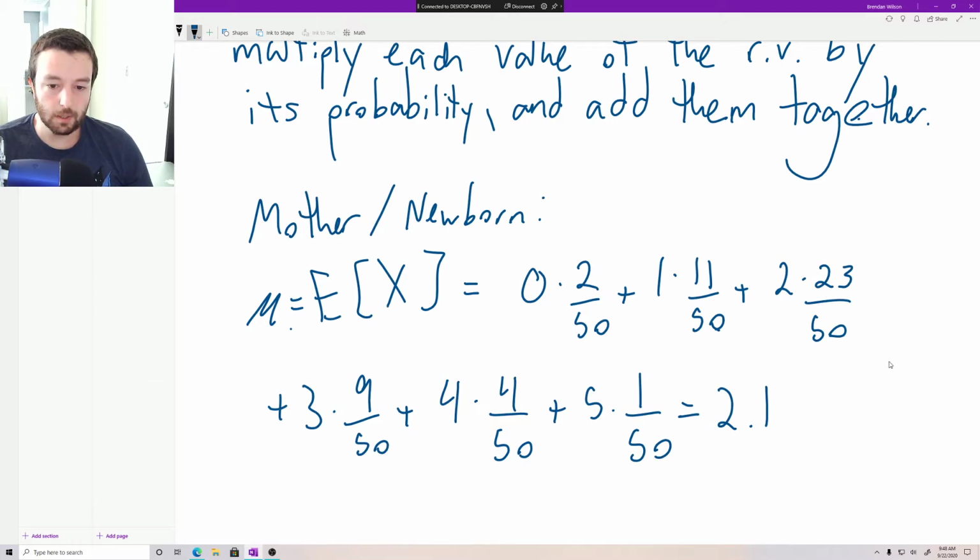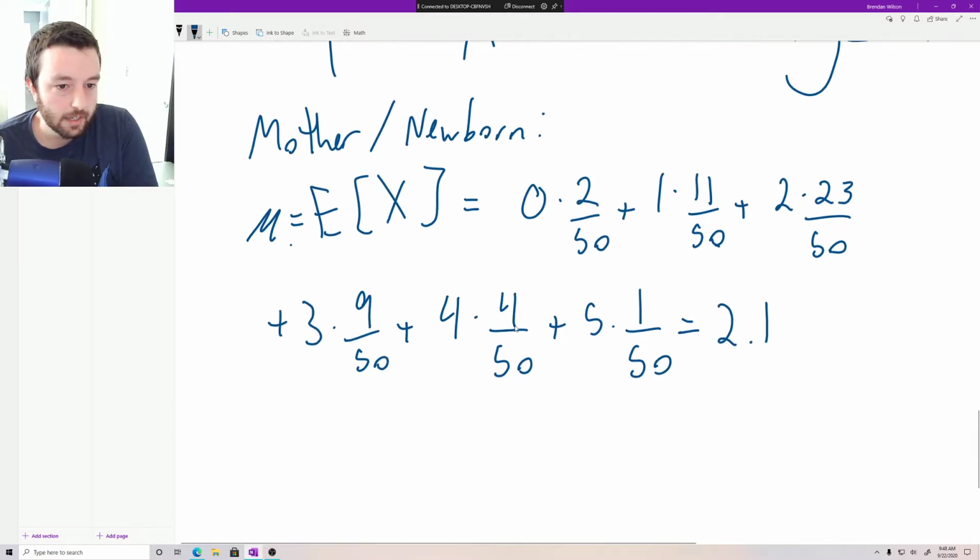So this makes sense with our probabilities because, again, 2 was the most common. There was about a 46% chance. And then the next most common one was the one right above 2. So that makes sense why it's just a little bit above 2. So we're taking the values, multiplying by the probabilities.